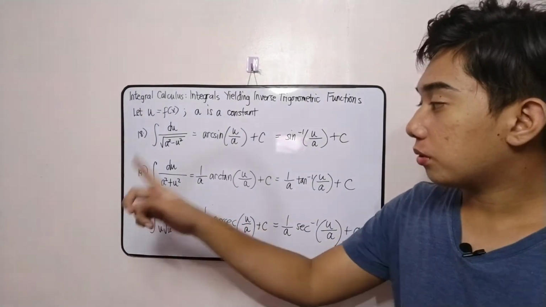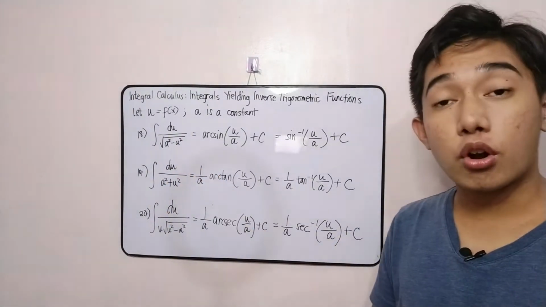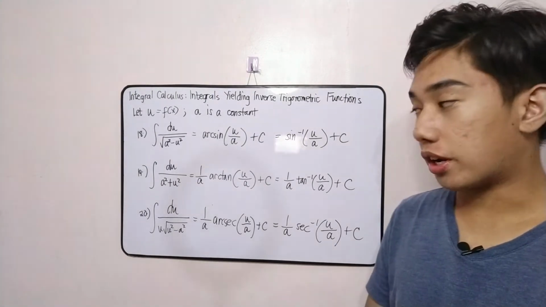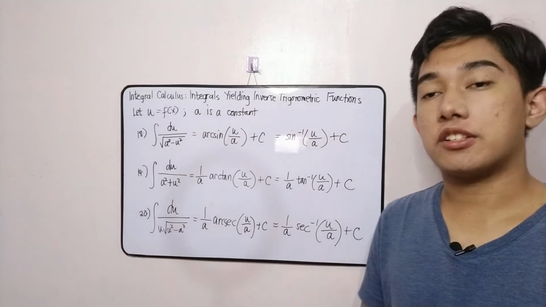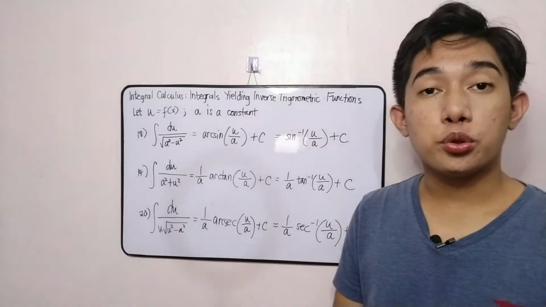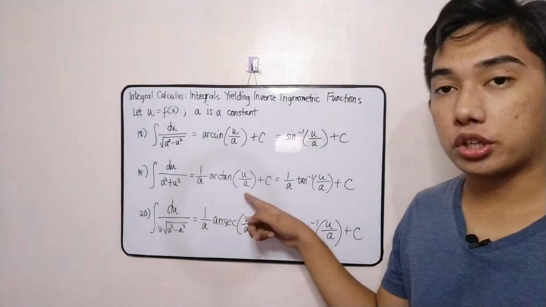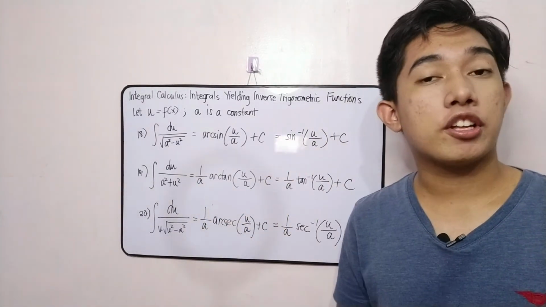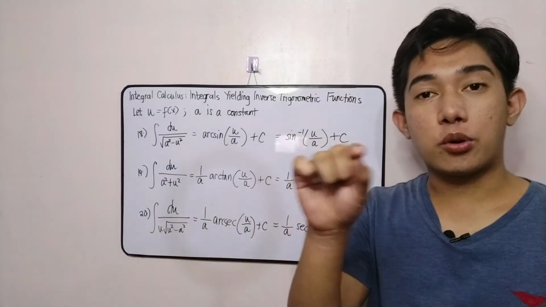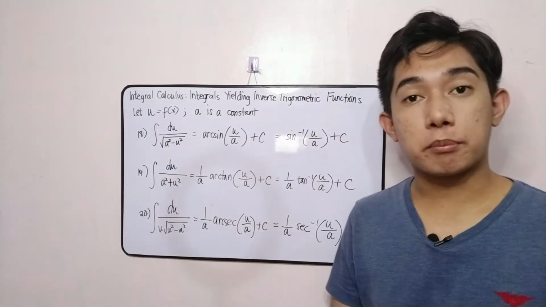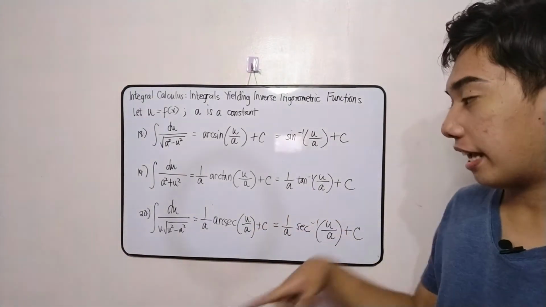For the second rule, we have the integration of du all over a squared plus u squared. Then it is equal to 1 over a arc tangent or inverse tangent u over a plus c. So take note of this one. This is important. This is the common mistake of the students when we are dealing with these cases. Nakakalimutan nila yung 1 over a, which is really important. Okay? Or you can have this one, kasi pareha lang yan.